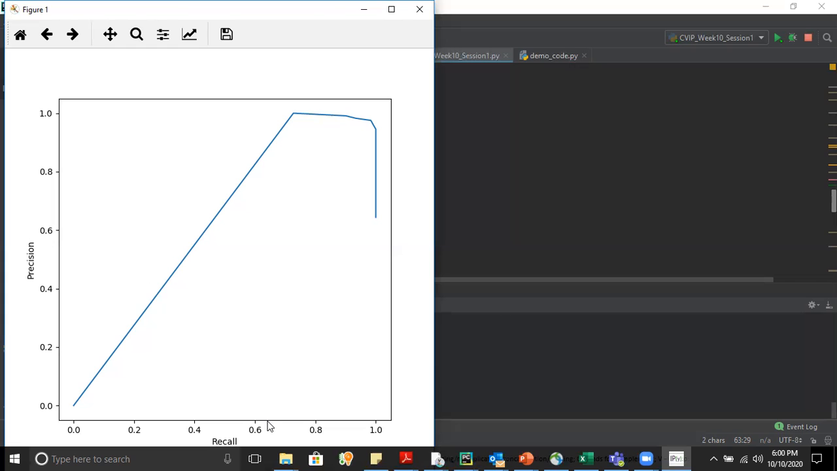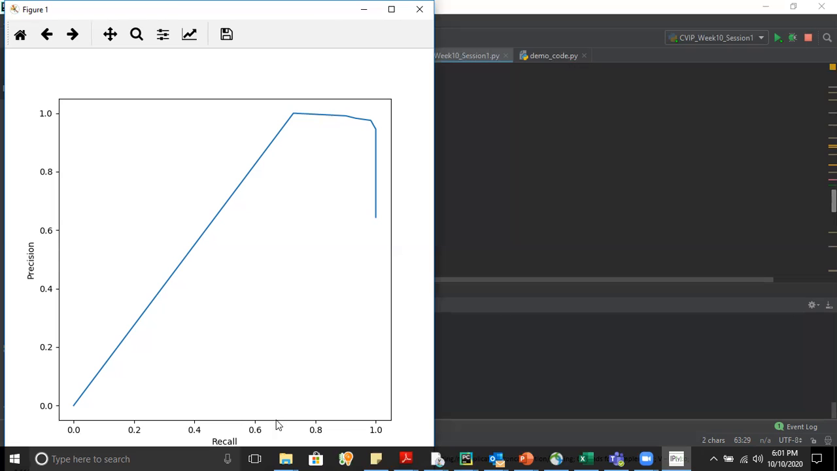Are you able to see this observation? Yes, sir. Is it clear? Yes, sir. Means h theta of x greater than 0.7 is classified as class 1. When you take the threshold as 0.7, then you will have better accuracies for your data set, high precision and high recall.